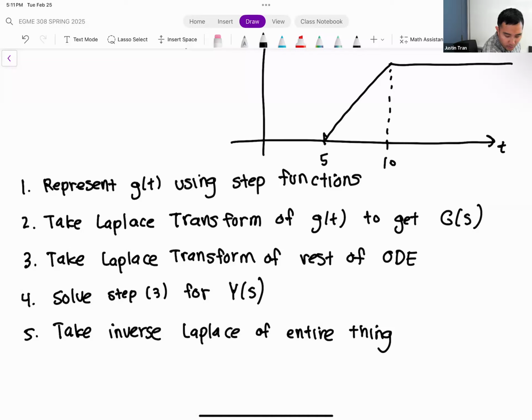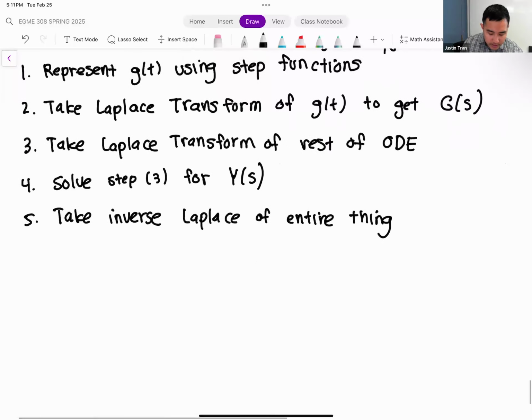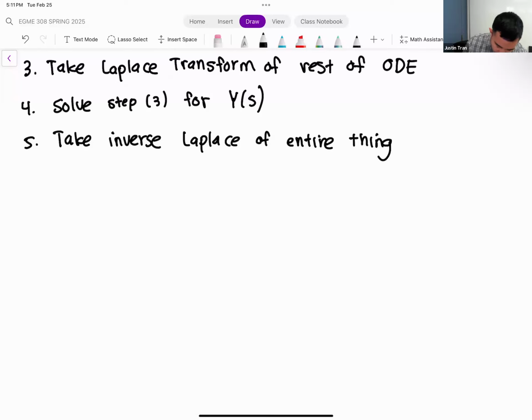I think we can probably do step one today, and then we'll finish up the rest of it. All right, so let's do step one. Let's take our discontinuous function here and represent it using step functions.